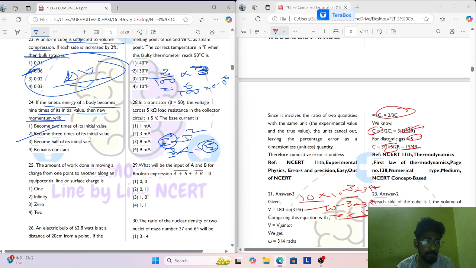The amount of work done in moving a charge from one point to another along an equipotential surface is always 0. On an equipotential surface, if you move a charge from a point to a point, there is no work done. Therefore it will be 0.